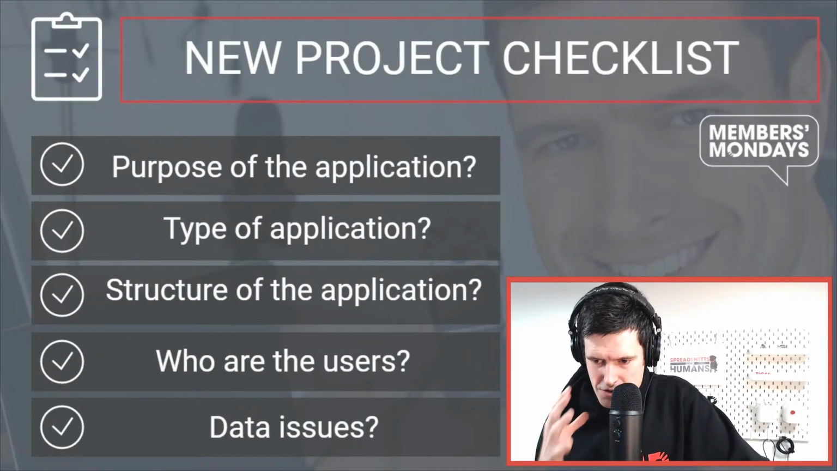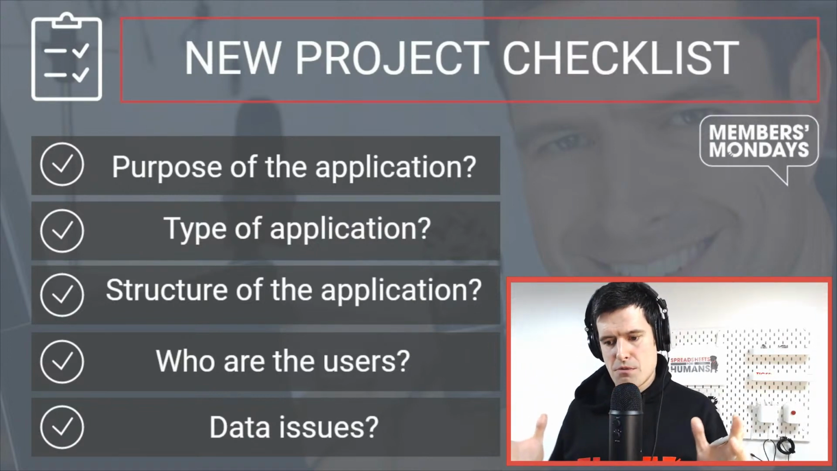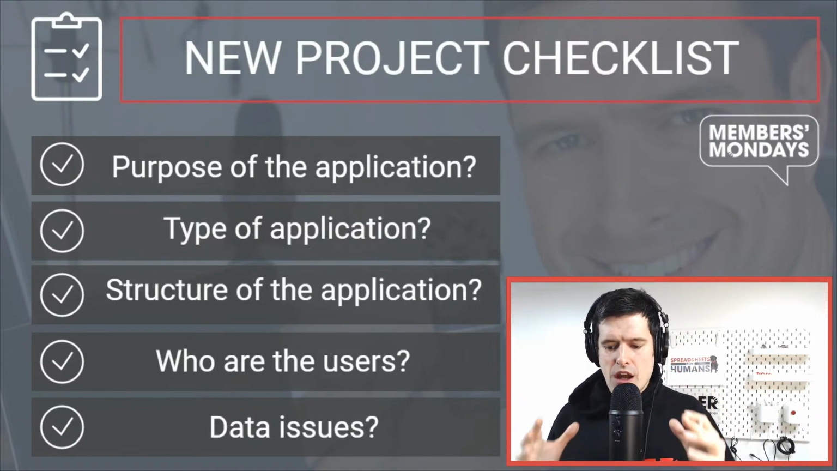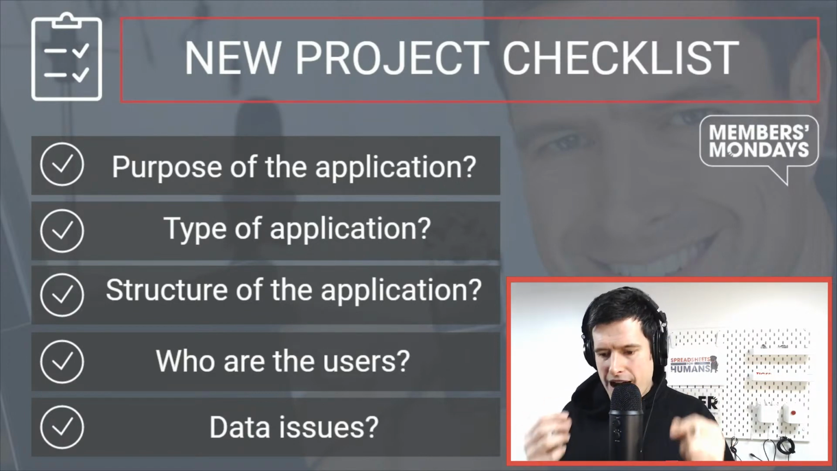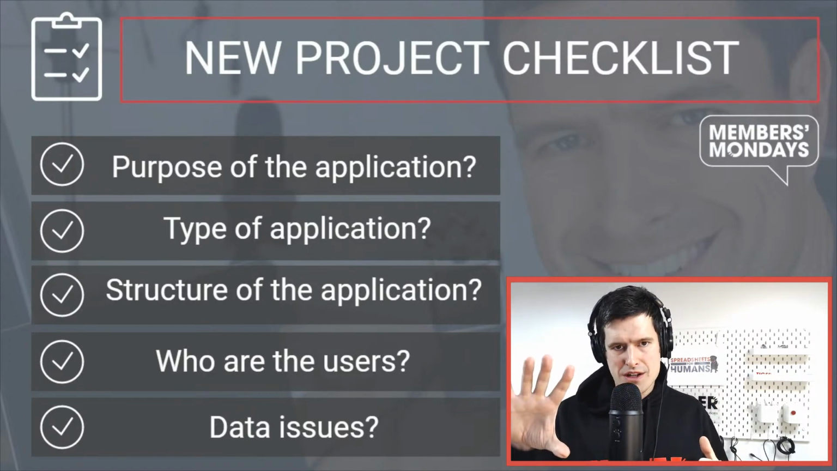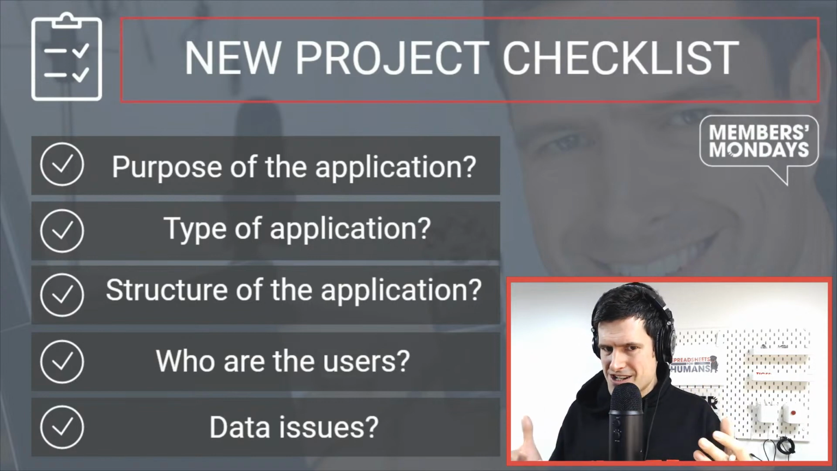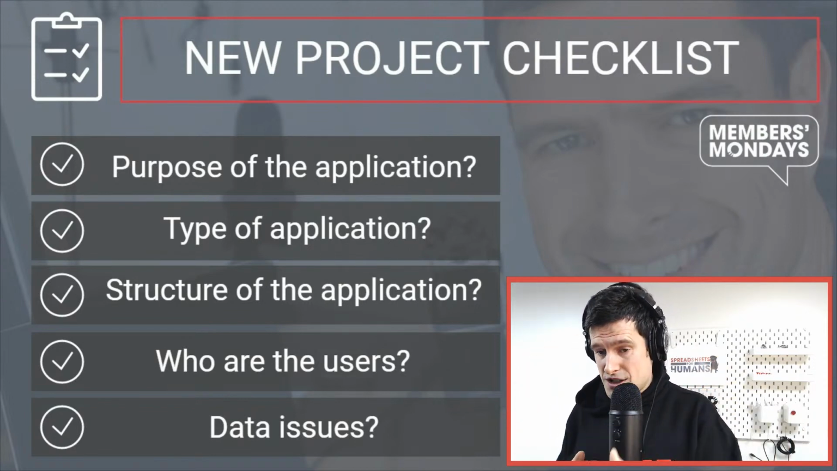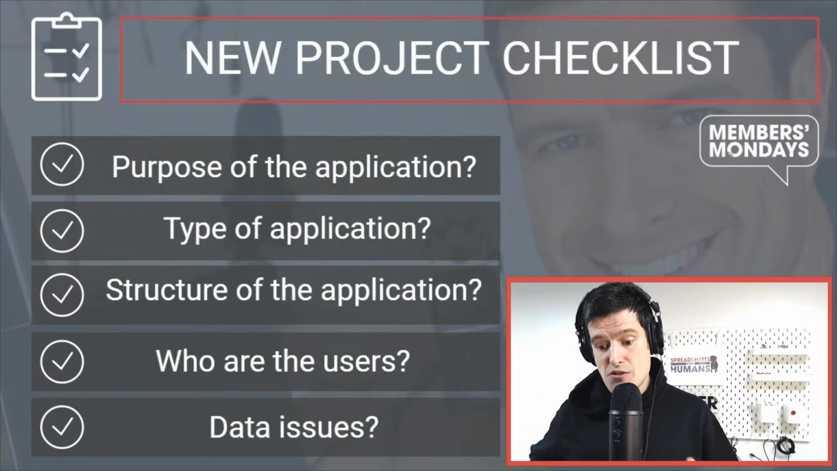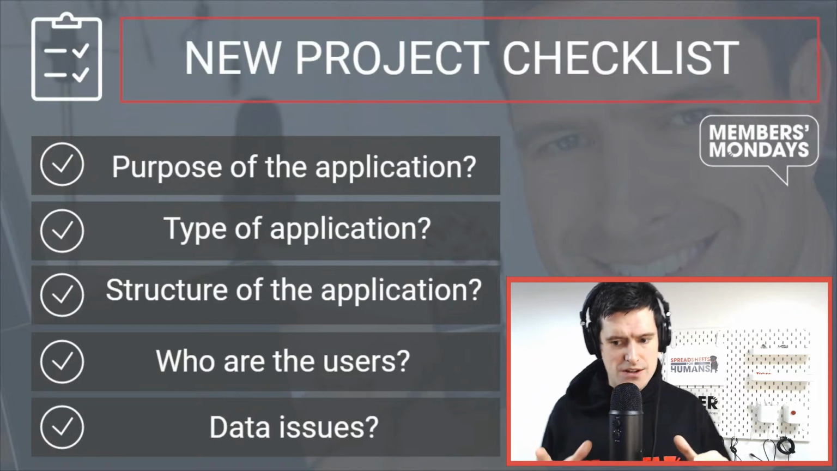So we talked about the new project checklist. These are the kind of things I'm thinking about when I'm starting a project. But the real message is we're going to save so much stress later on by answering these questions now. What's the purpose of the application? Is the application doing what the client wants it to do? What type of application is it? Is it data analysis? Is it modeling? Is it data input? Is it a combination of those? What should the structure of the application be? Who are the users, and are there any data issues?